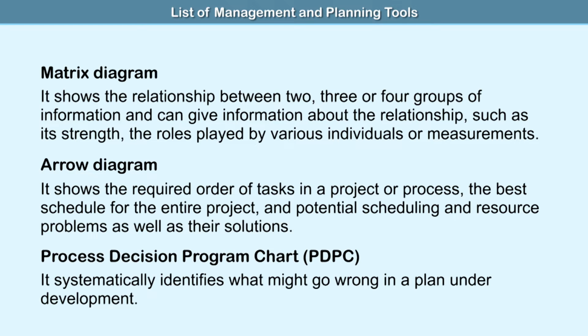The next management planning tool is Arrow Diagram, that shows the required order of tasks in a project or process, the best schedule for the entire project, and potential scheduling and resource problems and their solutions.